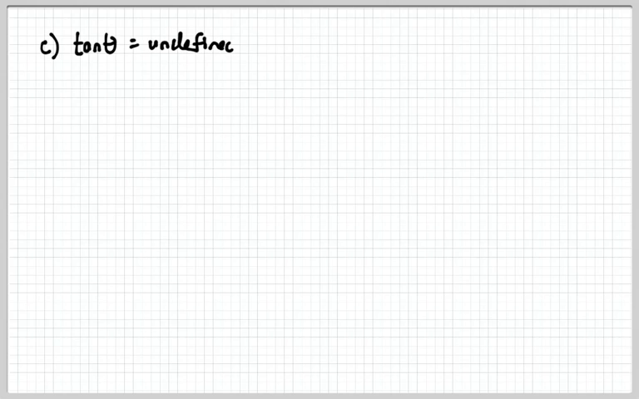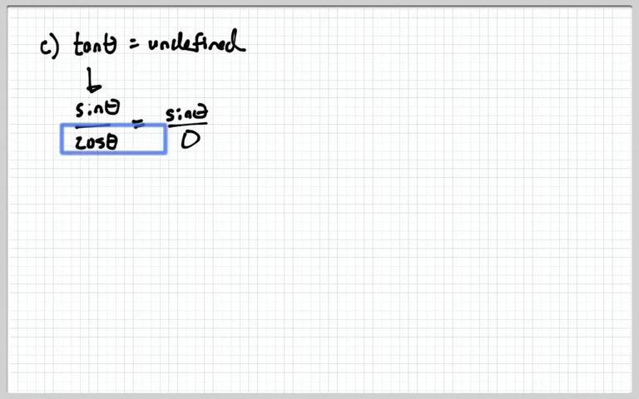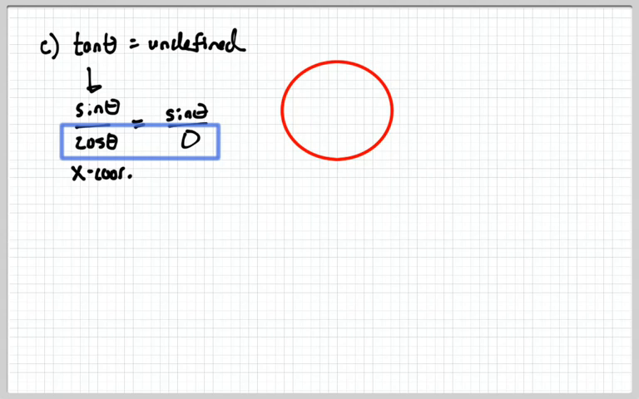It will have to be, tangent is sine over cosine, and the only way you can have something undefined is if the denominator is 0. So the question becomes, where is cosine equal to 0? Cosine is your x coordinate, so where's my x coordinate 0? We look at our unit circle, our x coordinate is 0 in 2 places. Here and here, which is pi over 2 and 3 pi over 2.